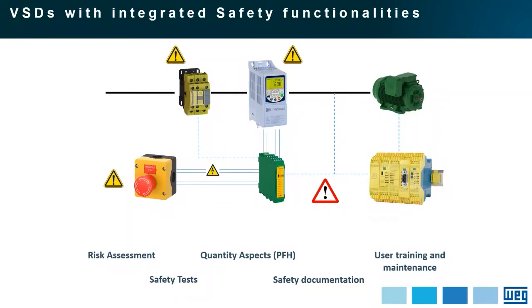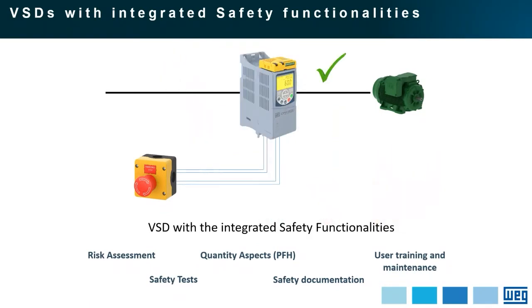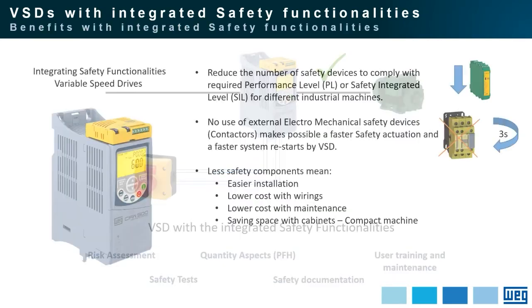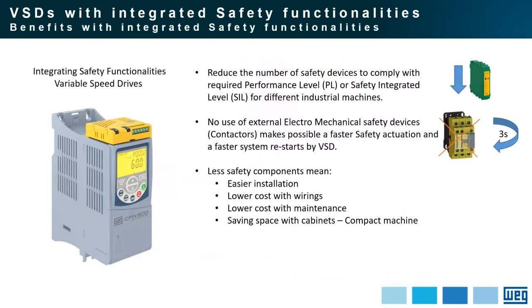And how can we make our life easier with so many components? The idea here is to integrate all these functionalities in the variable speed drive. By adding integrated safety functionalities in the variable speed drive, we can remove several external components to protect the machine. What are the main benefits of doing it? The first one, which is easy to understand, is that it's possible to reduce the number of safety devices to comply with the required performance level, or the safety integrity level according to other standards for different industrial machines.